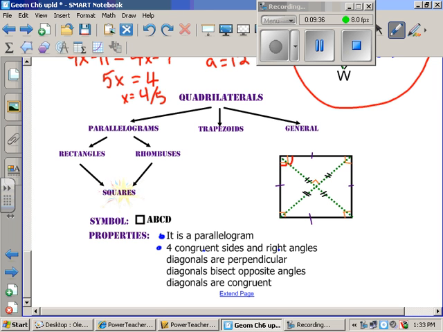Diagonals are perpendicular. That's the rhombus. Diagonals bisect opposite angles, a rhombus. And diagonals are congruent. That's a rectangle. So all the characteristics of the rectangle, all the characteristics of the rhombuses are contained in the square. All right?